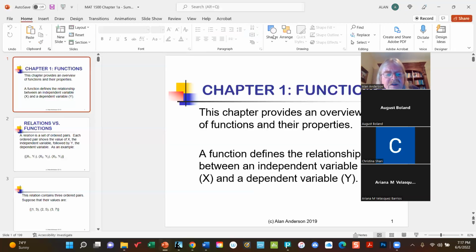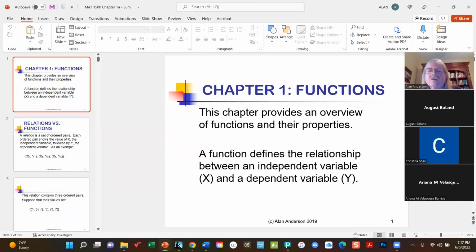So I've got the slides right here. So this is section 1A. You can see that we're going to be talking a lot about functions for the next few days. All right. So a function defines the relationship between two variables, which are the independent variable, of course, which is x, and a dependent variable, which is y. We assume that y is a function of x. In other words, the value of x uniquely determines the value of y.